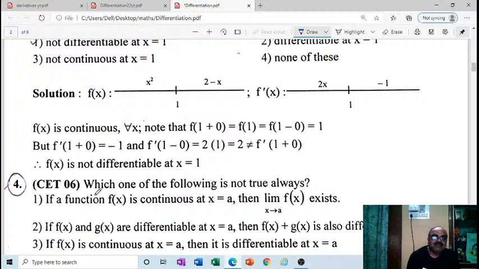Note that f of 1 plus 0 is f of 1. So f of 1 minus 0 is equal to 1. But f dash of 1 plus 0 equals minus 1, and f dash of 1 minus 0 equals 2 into 1, which is 2. So f dash of 1 plus 0 is not equal to f dash of 1 minus 0. It's very well said here. So f of x is not differentiable at x equal to 1. Same concept, I am just repeating it with one more example.